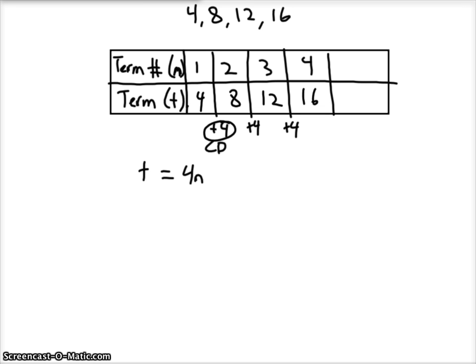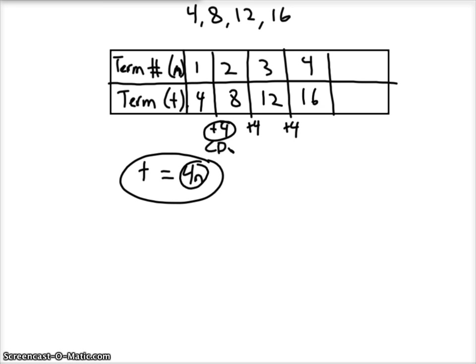So we don't need to add anything, so you don't need to write the plus 0, but I'm just showing you that we don't need to do that step. So here is our equation, t equals 4n. Remember, to find the 4n, we are looking at our common difference, whatever the number is, between our first two terms, and we multiply that by n, n meaning our term number.